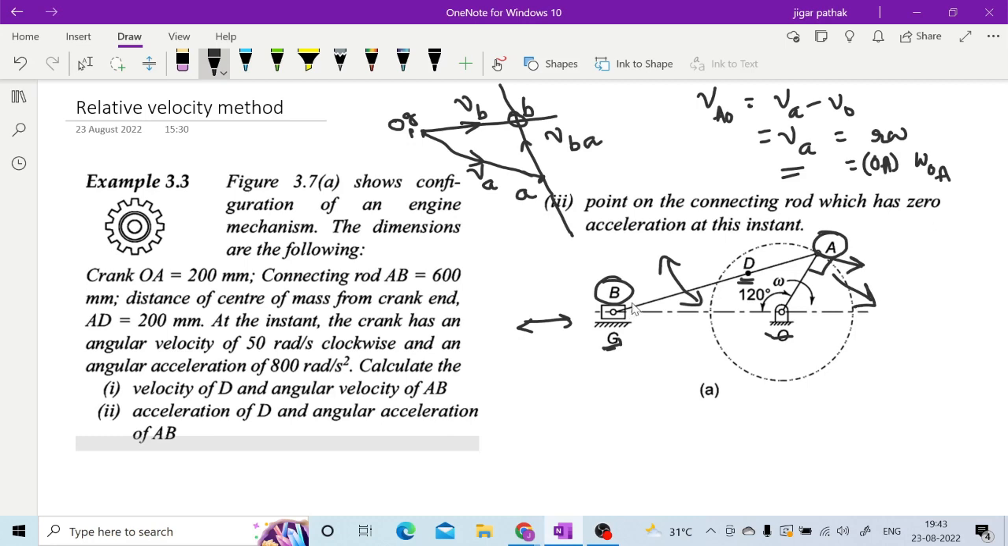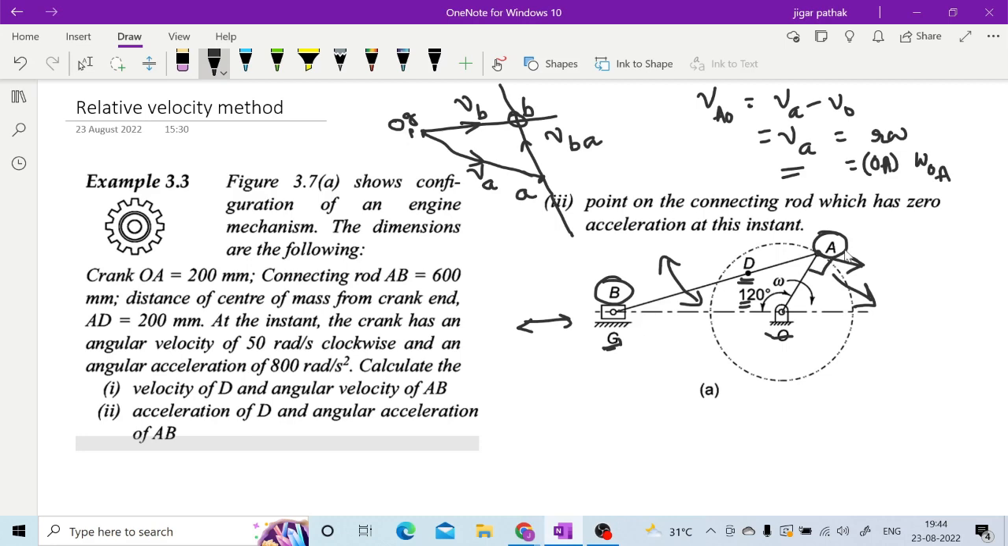Sorry, inclination of VBA, how will we find it? As I have told you, once you have this figure, you are having this link AB drawn at a particular angle already. You can construct this particular diagram. You are given the link length OA, the link length AB, and this angle 120 degree. So with all this data, this AB is having a particular inclination that is already with you.